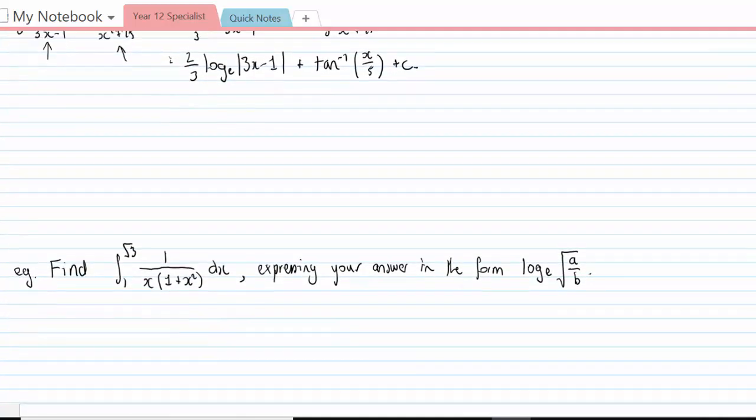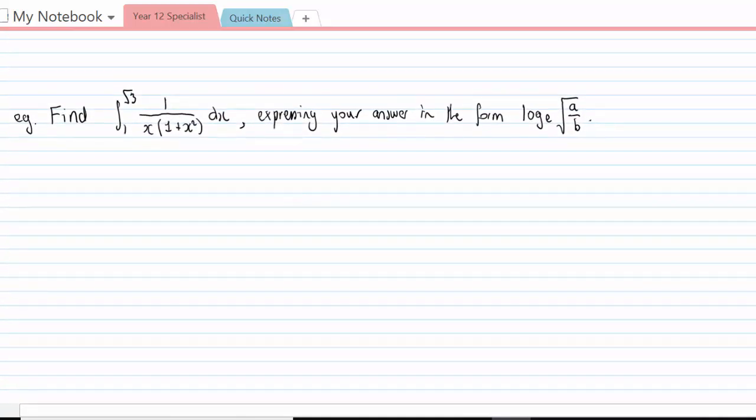So if we scroll down just a little bit, this was a question taken from the 2017 VCAA Specialist Exam 1, and this was just question 2 on the exam, so relatively early and should be relatively straightforward.